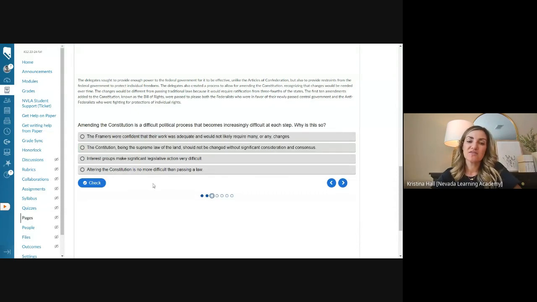Amending the Constitution is a difficult process that became increasingly difficult in each step. Why is that? All right. The Constitution is the supreme law of the land, so the framers felt that in order for it to be stable, it can't just be changed on a whim. Just because we have a new president from a different political party, they can't go in and change everything. Well, then what happens the next election when the other extreme gets into power and changes everything? It creates huge shifts and waves. The goal is to create as much consistency as possible for stability. So you don't want it to be easy to change.